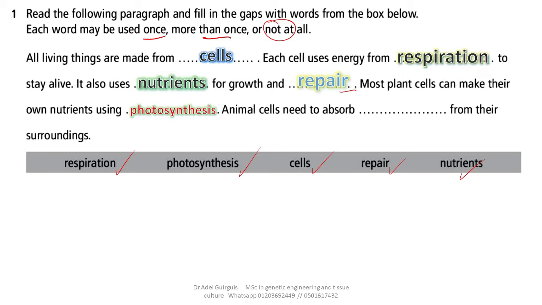Animal cells need to absorb what? They absorb nutrients from their surroundings. So here you can see nutrients mentioned twice in this passage.